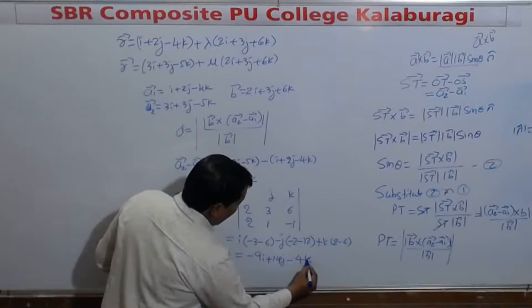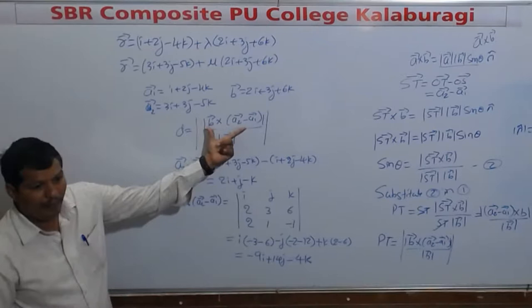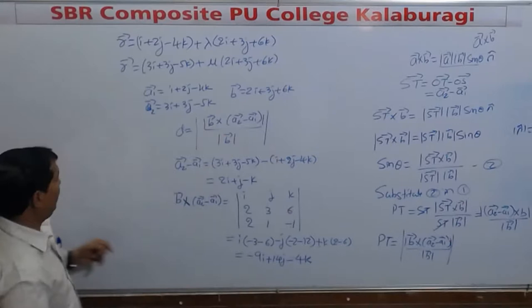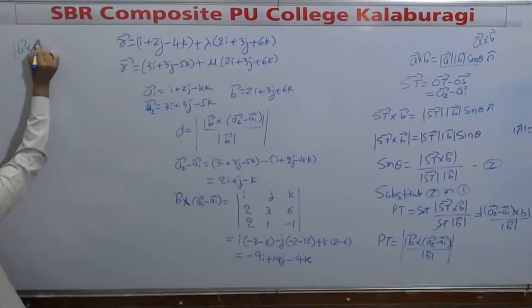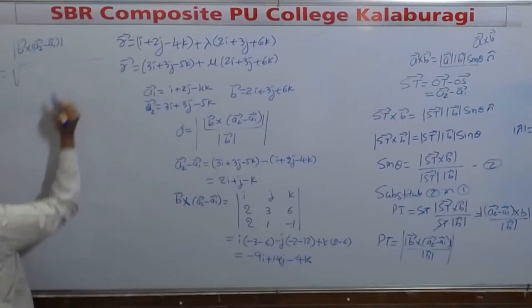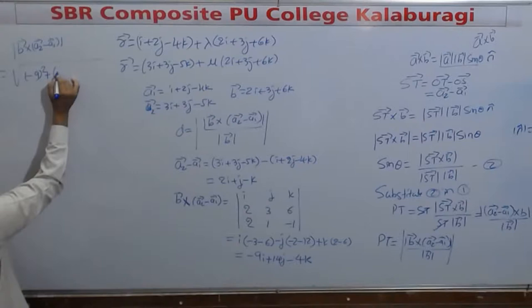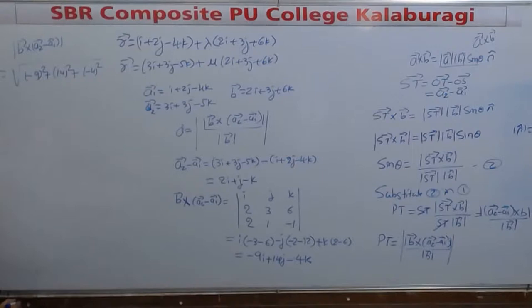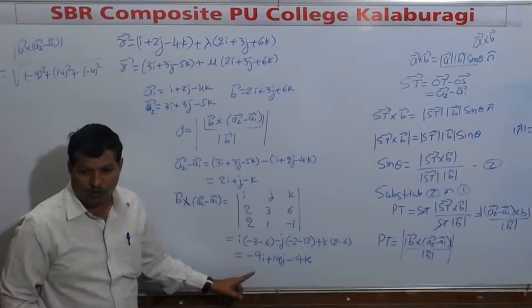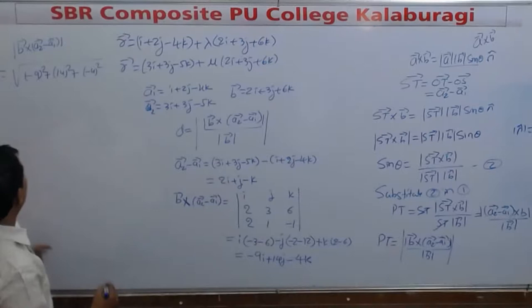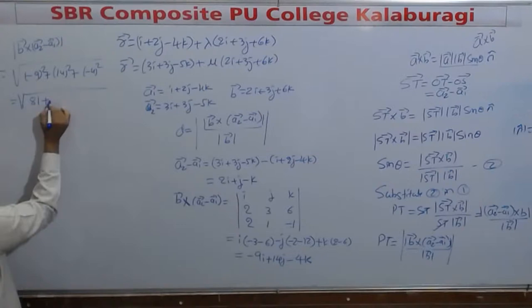But in the formula you have the magnitude of B cross A2 minus A1. How to find the magnitude of a vector, you know that. Now, mod of B cross A2 minus A1 is equal to root of minus 9 squared plus 14 squared plus minus 4 squared. For any vector, the magnitude is root of a squared plus b squared plus c squared. Therefore, this is equal to root of 81 plus 196 plus 16.